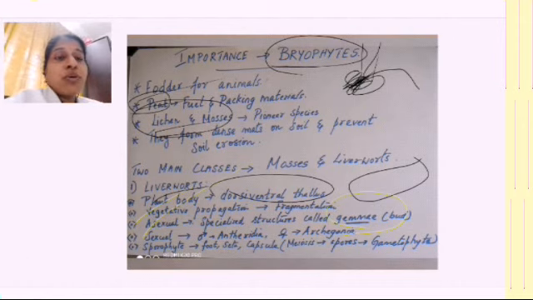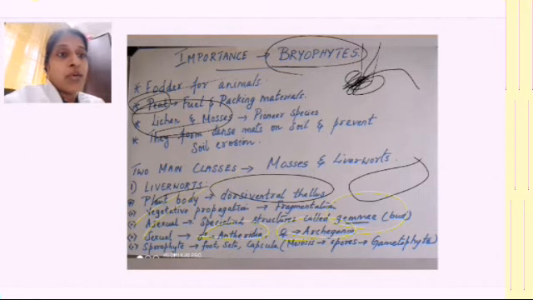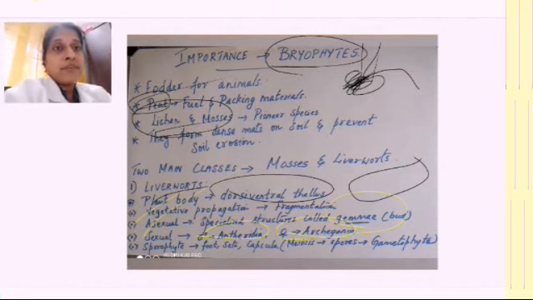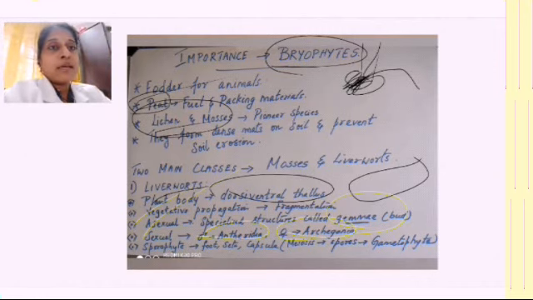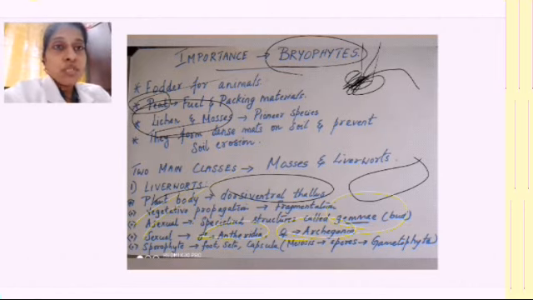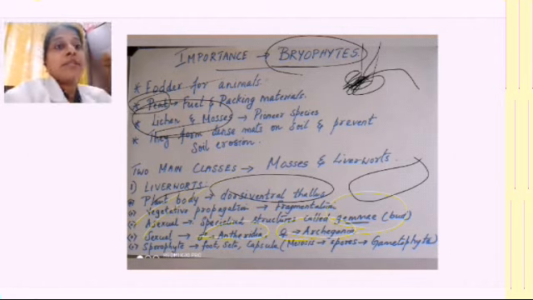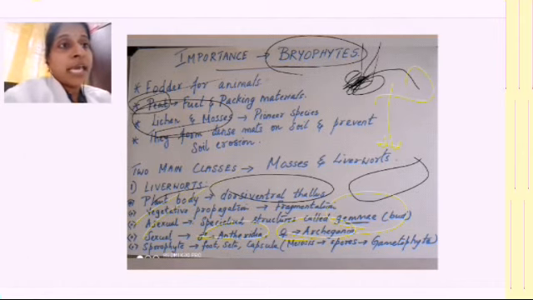Okay, sexual reproduction: I told you they are having male antheridia and female archegonia on the gametophyte. Antheridia produce antherozoids, the male gamete, which goes and fuses with the female gamete. They will help in the formation of a zygote. What is this zygote developing into? It is developing into a sporophyte. What will be present? They have a foot, they have a seta, and they have a capsule, isn't it?